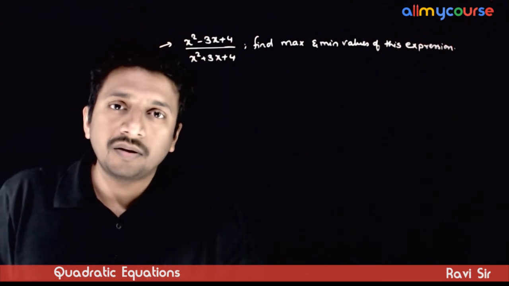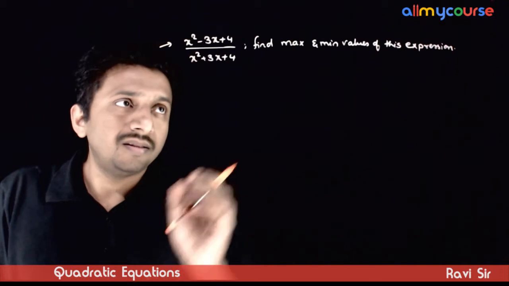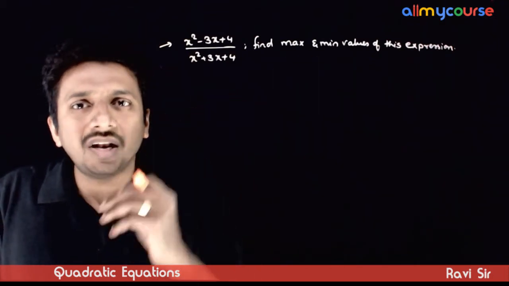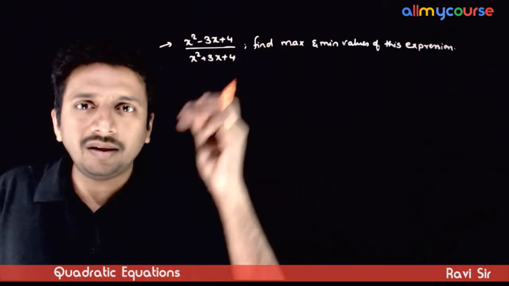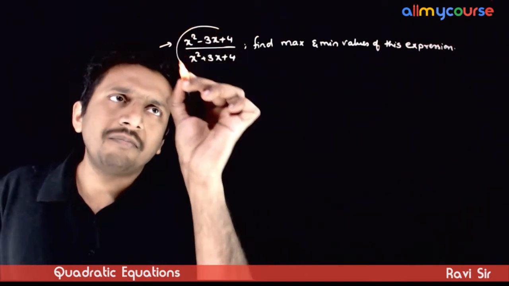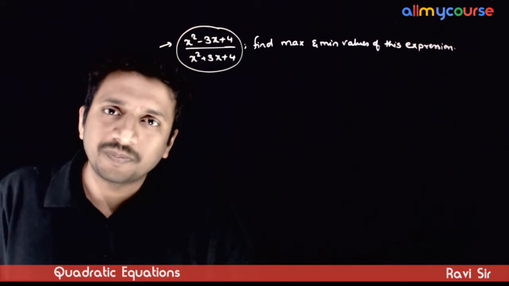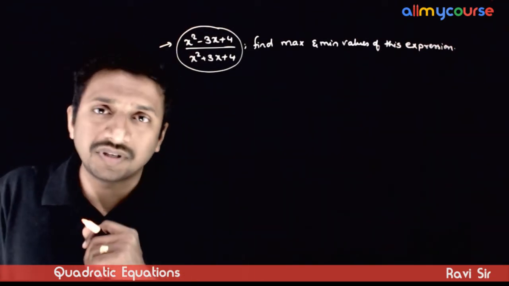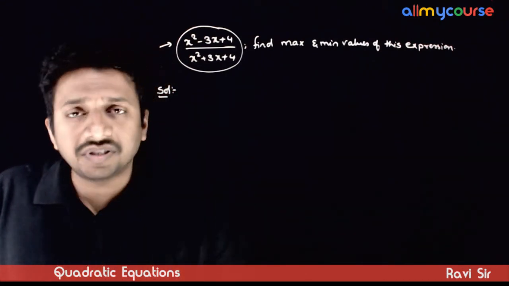Welcome students. In this video, let us look at how to find the maximum and minimum values of a rational quadratic. That is, the numerator contains a quadratic and the denominator contains a quadratic. So what are the maximum and minimum values of expressions like this? So how do we do these type of questions? There is a standard process to solve these type of questions.